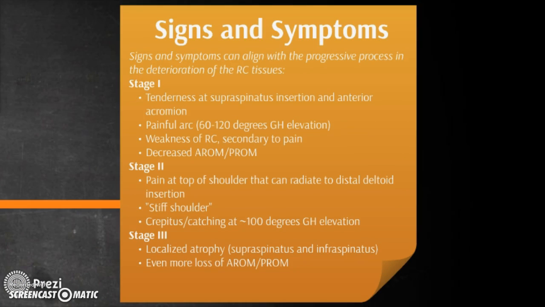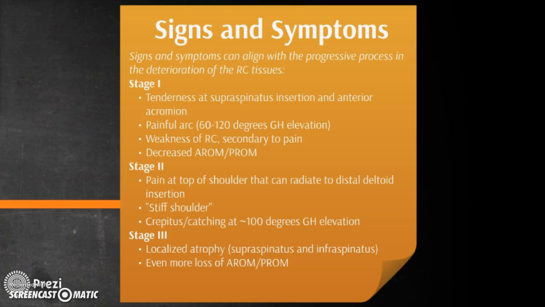An individual's signs and symptoms can align with the progressive process in the deterioration of the rotator cuff tissues. Thus, you can use these signs and symptoms to give an idea of what stage they are in. In stage 1, patients will often experience tenderness at the supraspinatus insertion and anterior acromion. They'll often have a painful arc that we already discussed, and there will be a general weakness of rotator cuff tendons and muscles, which is secondary to pain. They'll have a general decrease in active and passive range of motion.